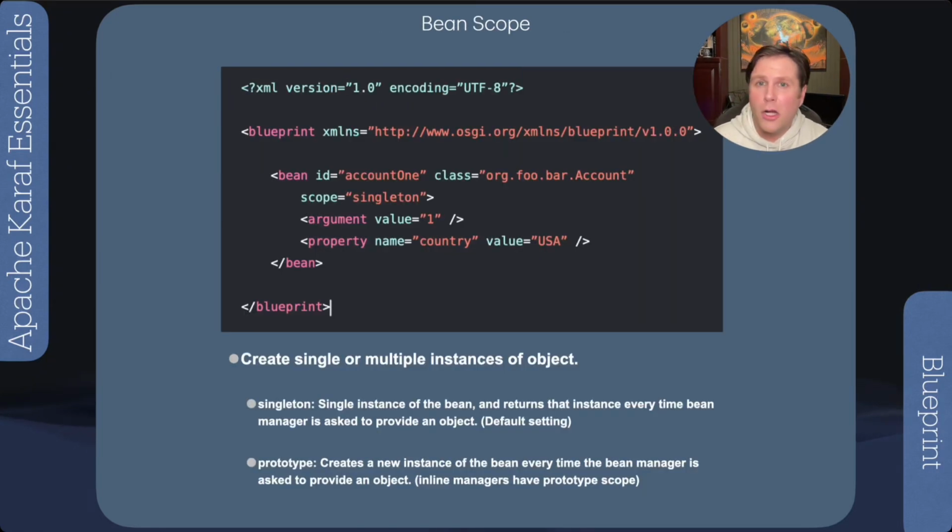We can set a scope on our beans. The scope says, do I want a singleton of this object, or do I have a prototype scenario where I have multiple, different instances of that object being created?